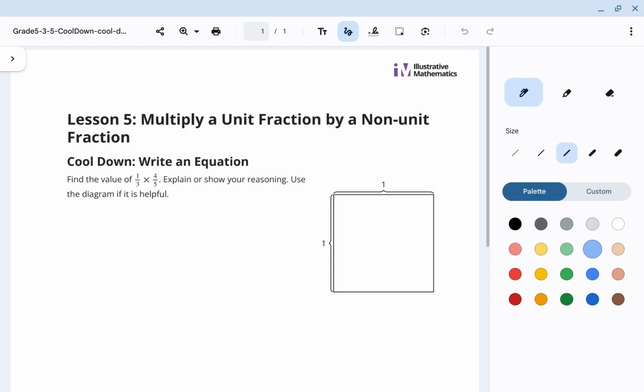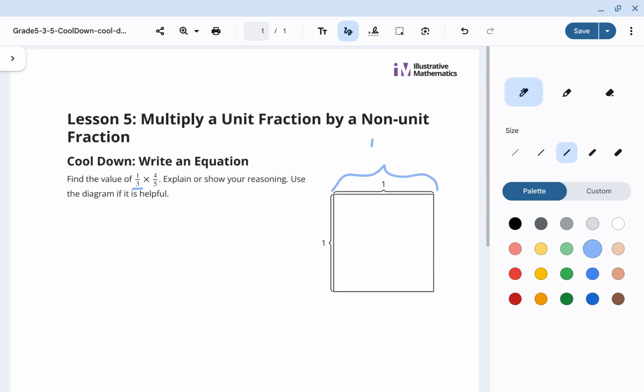This says find the value of 1/3 times 4/5. Explain or show your reasoning. Use the diagram if it is helpful. We're going to go ahead and utilize the diagram so that we can see how that diagram might be helpful and certainly how we could show this on a diagram.